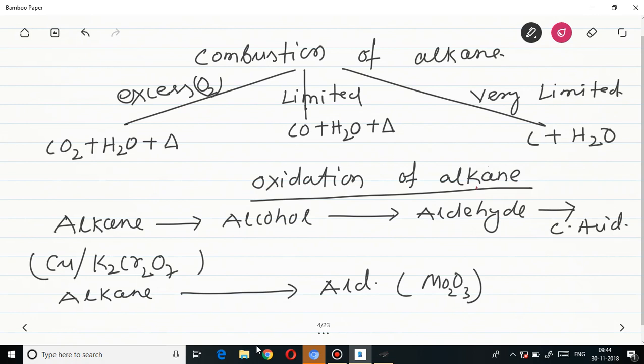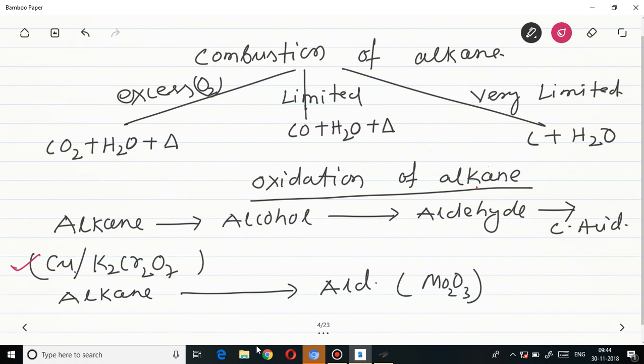Oxidation of alkane. Now in oxidation of alkane, what is the series actually? If you take one alkane and put it under oxidation using reagents like copper and potassium dichromate, these two reagents will convert alkane into corresponding alcohol, to corresponding aldehyde, to corresponding carboxylic acid. When I say corresponding, what does it mean? It means the number of carbons will remain the same. Like if I take methane, it will be methanol, methanal and methanoic acid.